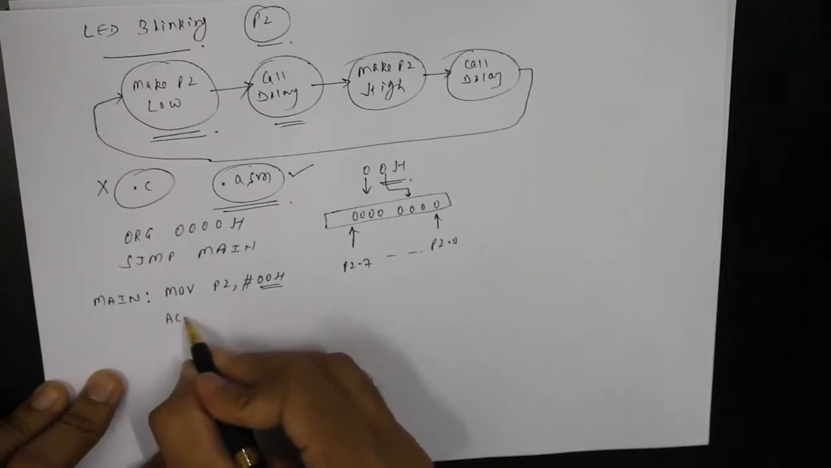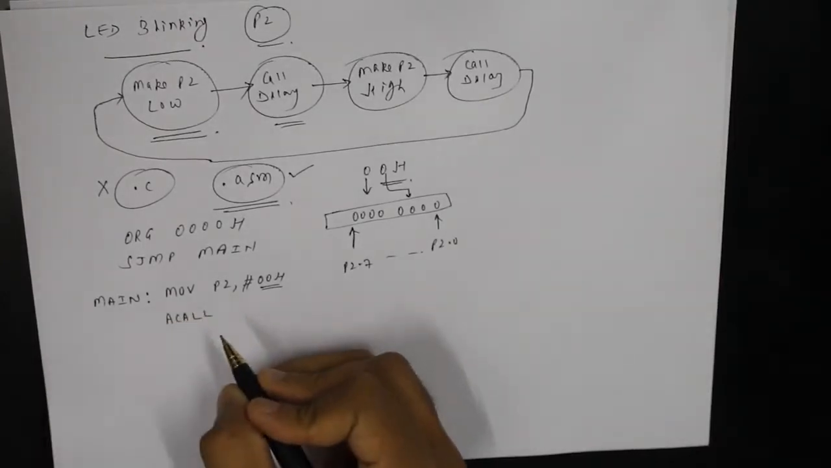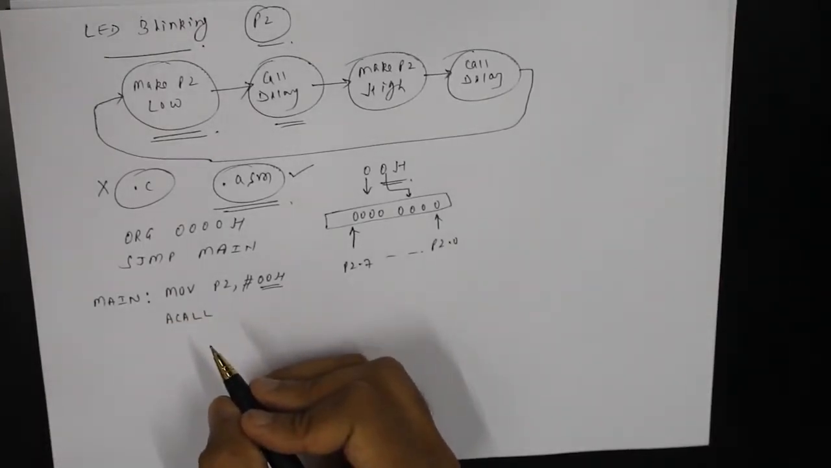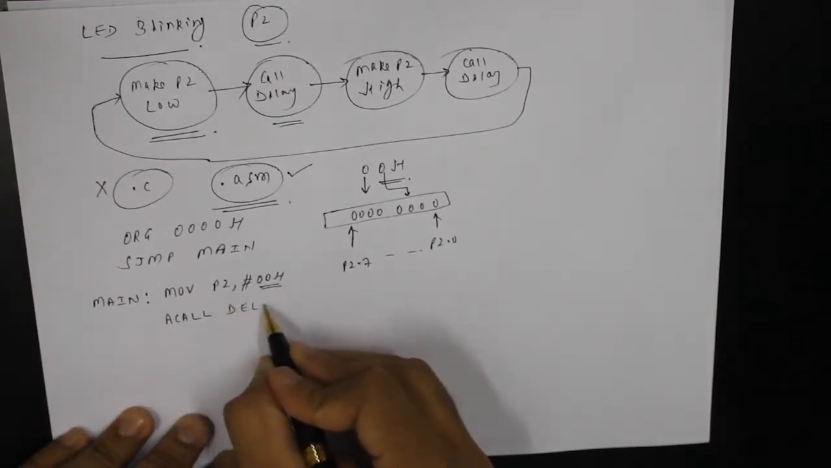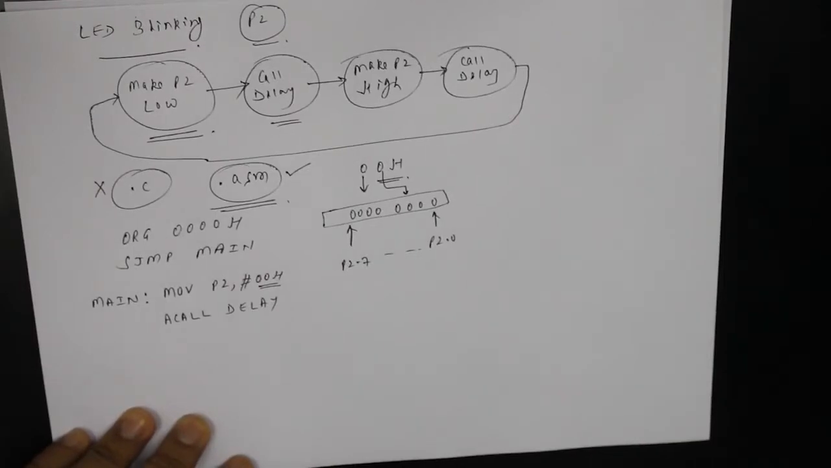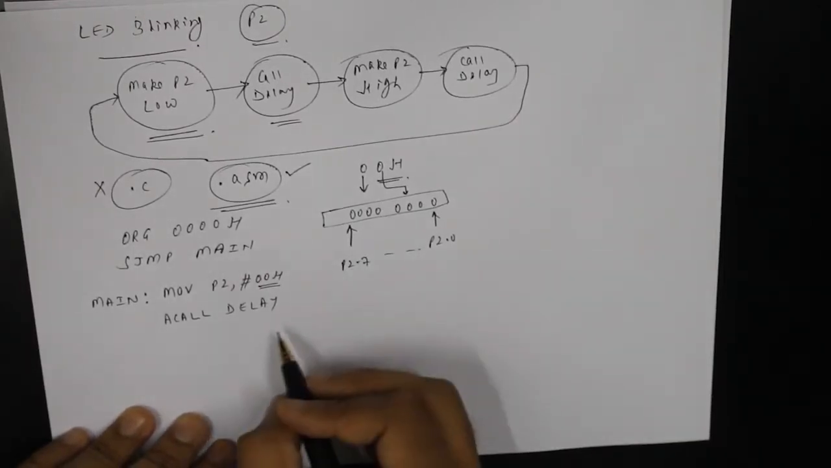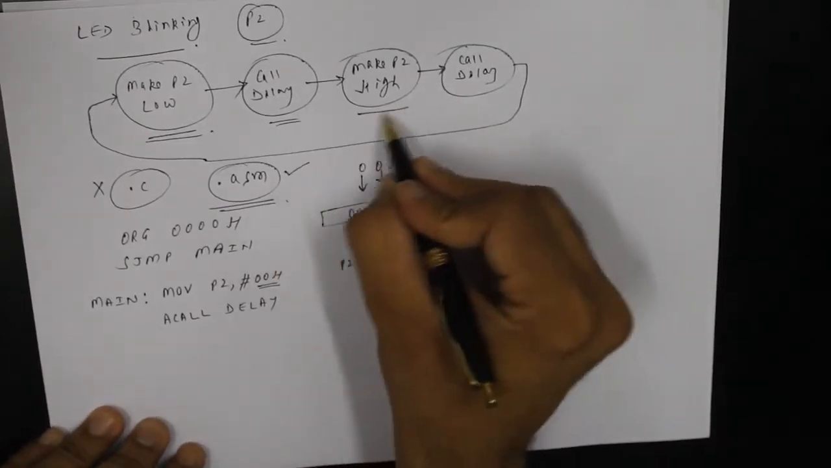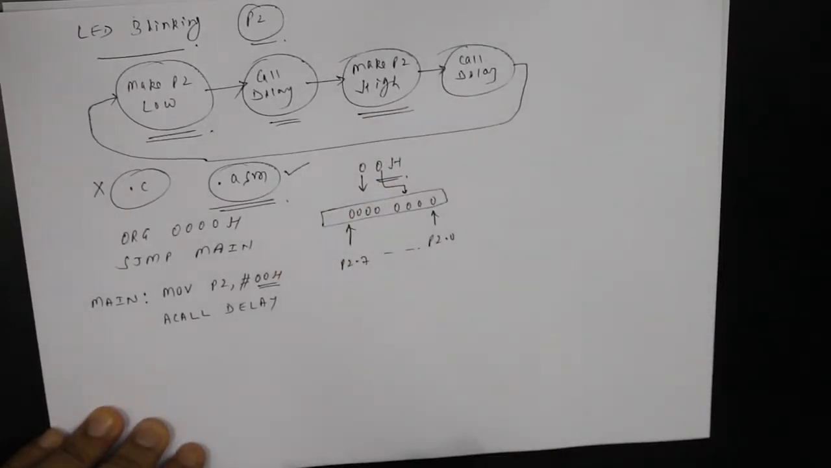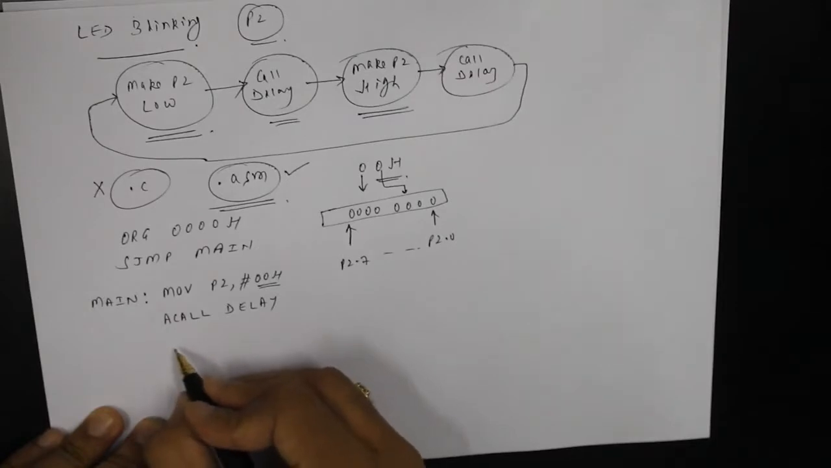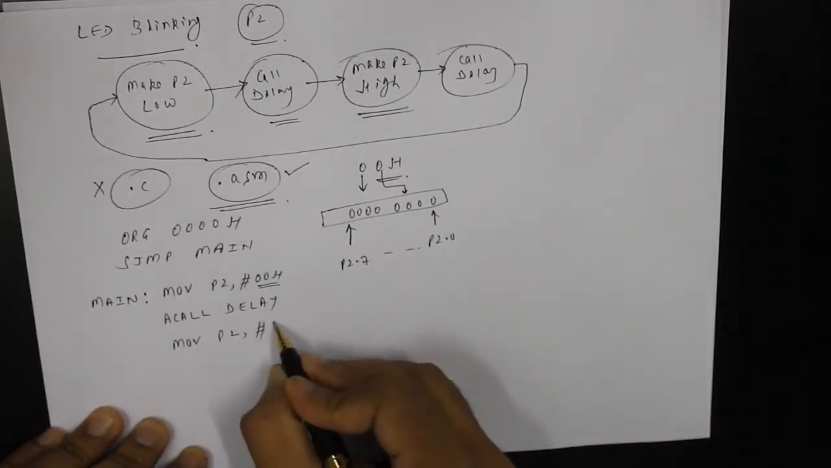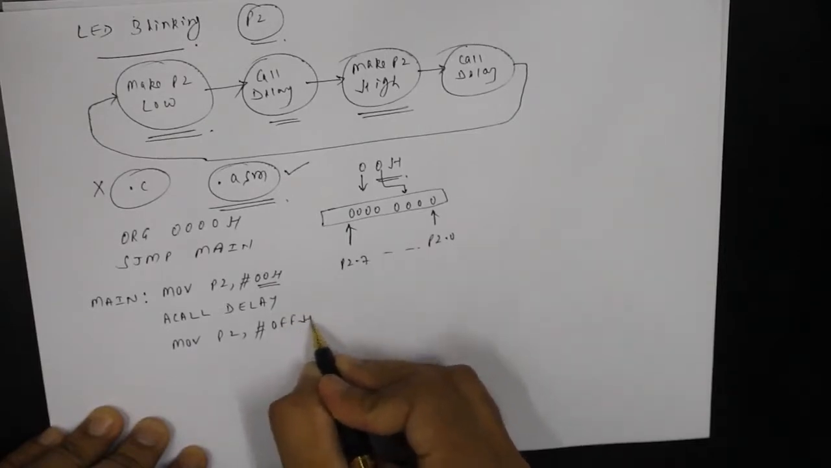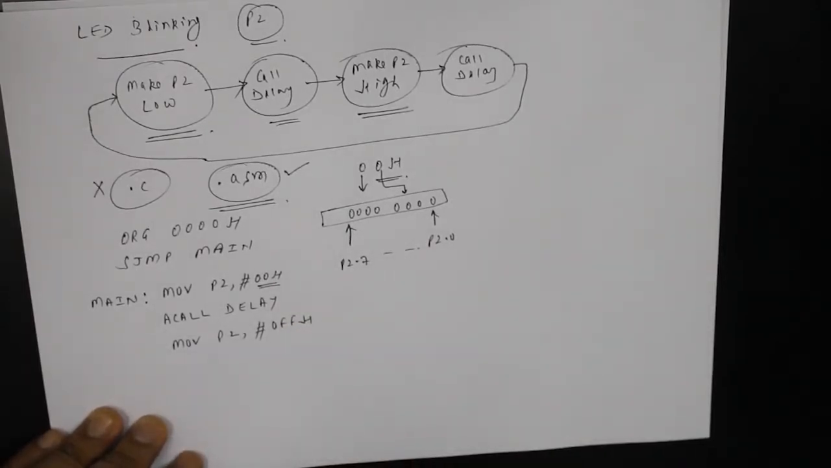So we will be using an instruction called acall. Acall is the name of the instruction, and then we will be writing acall delay. This is how we need to write the delay subroutine. Then we have to make the status of port 2 high, so we'll be writing mov P2, #0FFh, which means make the state of all pins high.